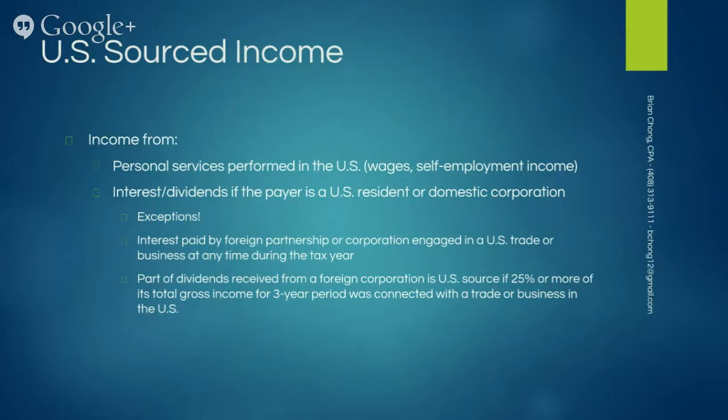Company, then that's going to be income. However, there are some exceptions. So if you have, let's say you're paid by a foreign partnership or corporation that's engaged in U.S. trade or business at any time during the year, then that's also going to be considered U.S. sourced income. And then there's another quirky rule regarding if you receive a dividend from a foreign corporation, but that foreign corporation, let's say 25% or more of their gross income for the past 3 years is connected to a U.S. trade or business, and effectively, a portion of your foreign income is to be considered U.S. income.